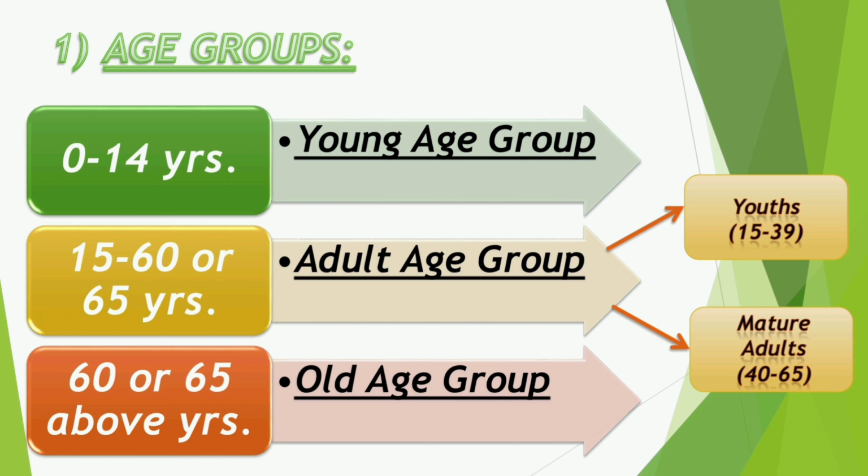Age groups are the simplest approach. You can use fine intervals, for example, 0 to 4, 5 to 9, etc., or broader classes such as 0 to 14, 15 to 59 or 65, and 65 plus. Commonly, researchers use young, that is 0 to 14, adult, that is 15 to 59 or 15 to 65, and old, that is 60 or 65 plus. Sometimes adults are split further into youths and mature adults for added clarity.